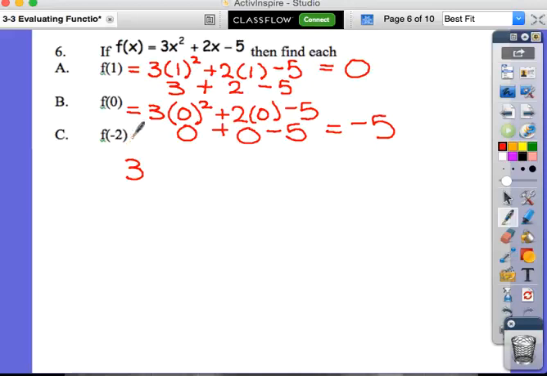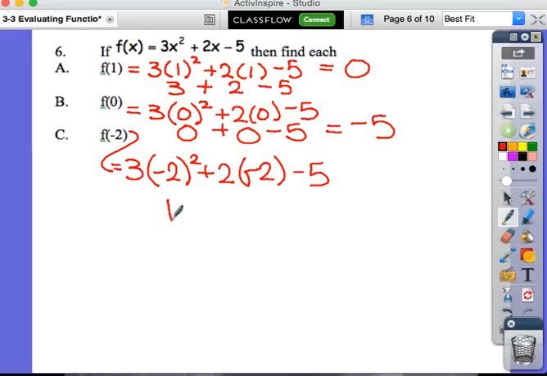Okay, let's plug in -2. So, equals 3 times -2 squared plus 2 times -2 minus 5. What's a -2 squared? A -2 times a -2. Positive 4 times 3 is 12. Okay? Plus 2 times -2. -4, and then minus 5. 12 plus a -4 is 8. Minus 5 is 3. There you go. Okay?